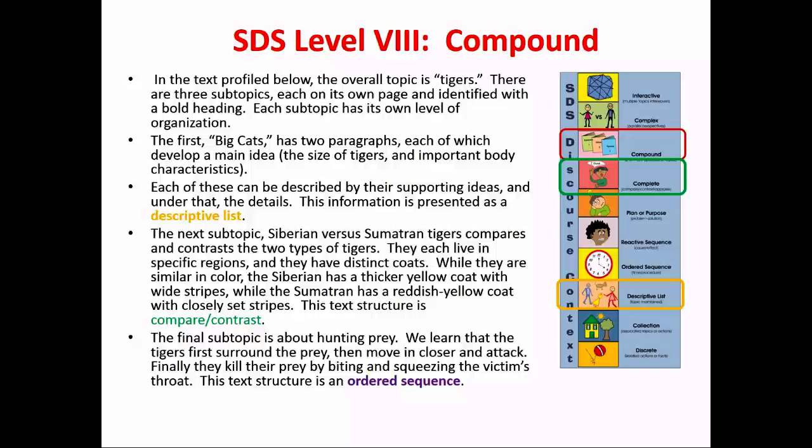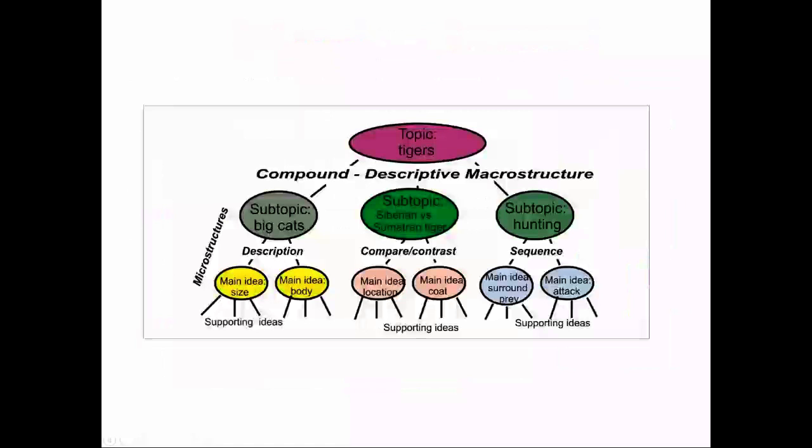Now that I'm rereading it, it does have an ordered sequence in it, but it also has causality and maybe even some planning. At least it's reactive to seeing the prey. It depends on whether you think tigers think and plan or are just working instinctively. So I've got that a little bit too low. Basically that's going to be the macro structure, or what it looks like. We've got a subtopic of big cats, the Siberian versus the Sumatran, which were compared and contrasted, and then hunting.